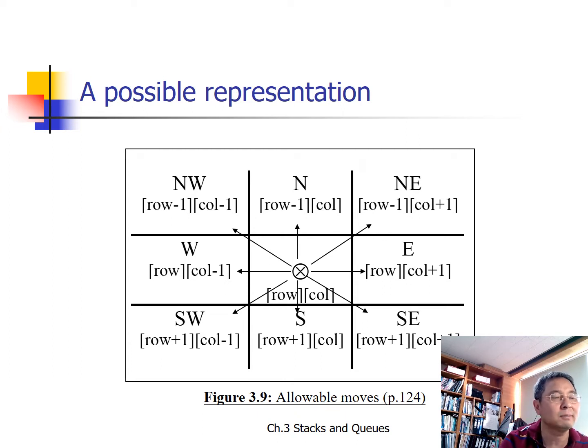This one shows the possible moves or allowable moves at the current position. This is the current position. Now I am here in the maze. Now we can go to north, northeast, east, southeast, south, southwest, west, and northwest. So there are 1, 2, 3, 4, 5, 6, 7, 8 possible directions.